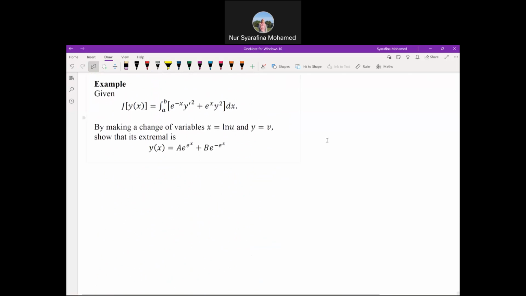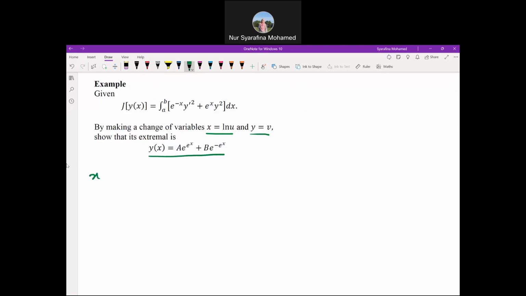We have a given functional here, which consists of x, y, and y prime. Now, how can we change this? By I equals to v, show that its extremal is y(x) equals a e to the power of e to the power of x plus b e to the power of minus e to the power of x. Okay, so now let's take a look.